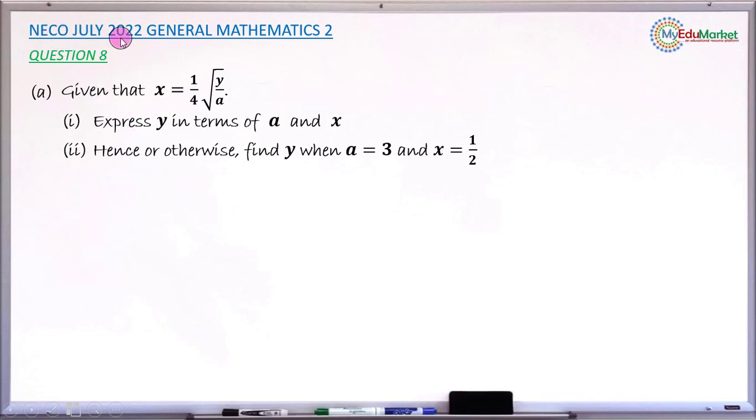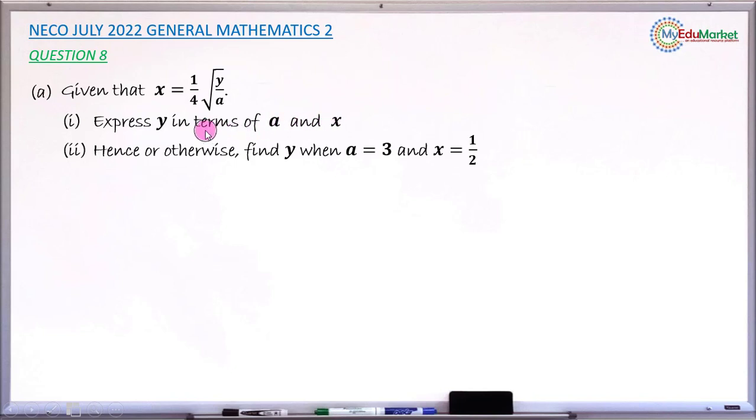This is NECO July 2022 General Mathematics Paper 2, and we are answering question number 8a. And the question says, given that x equals 1 over 4 multiplied by the square root of y over a. This is the formula that is given. We have two questions to answer, Roman 1 and 2. Roman 1 says express y in terms of a and x.